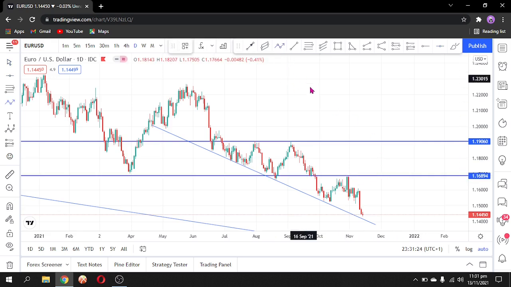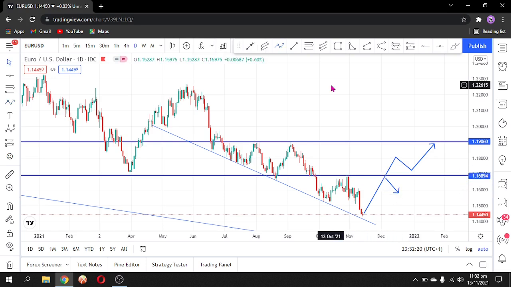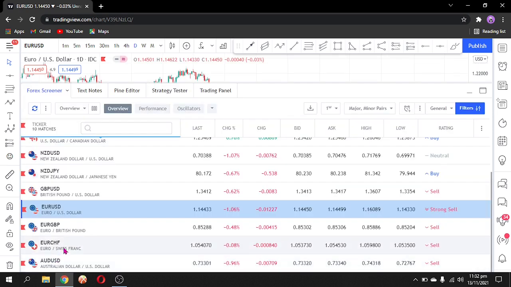So Euro USD will have a push and then a retest, and then to this resistance, price will pull back after touching this resistance. So the last currency pair we will look at is the Euro and Great British Pound.